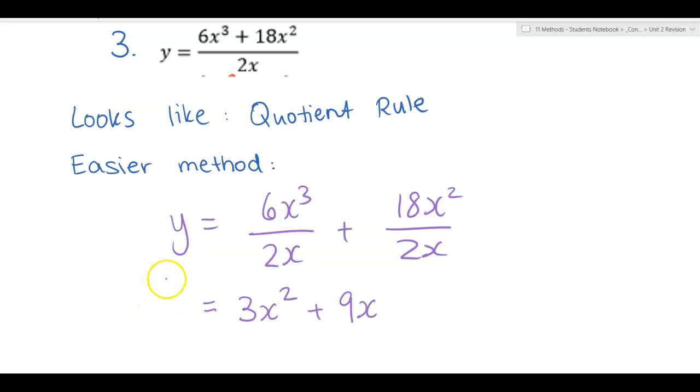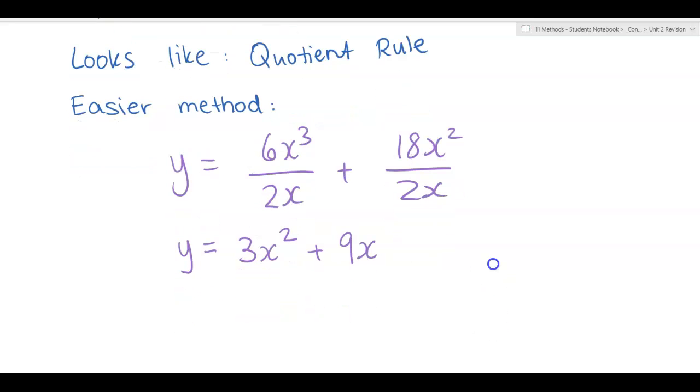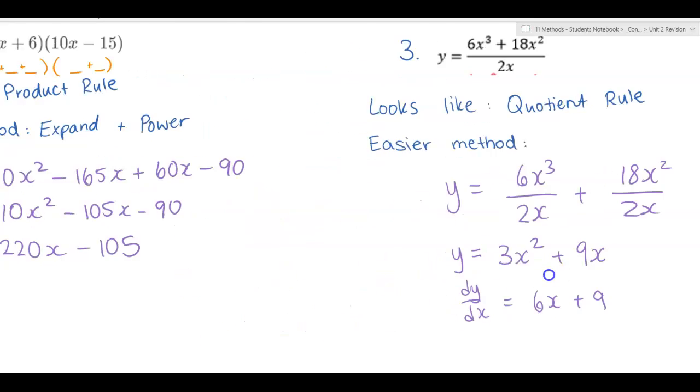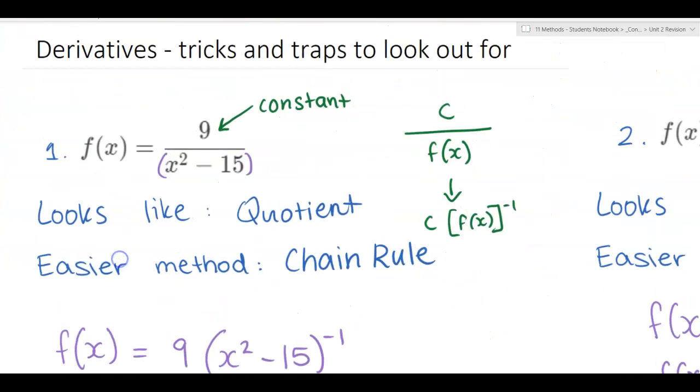So at each step, if we're talking about the original function, we want to see an f of x or a y, and then we can now derive that dy dx equals 6x plus 9. If I've made a mistake, please shout out. Okay, do you agree with me that that method is a lot easier than doing the quotient rule?